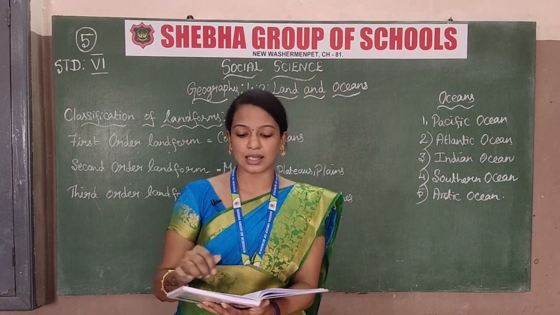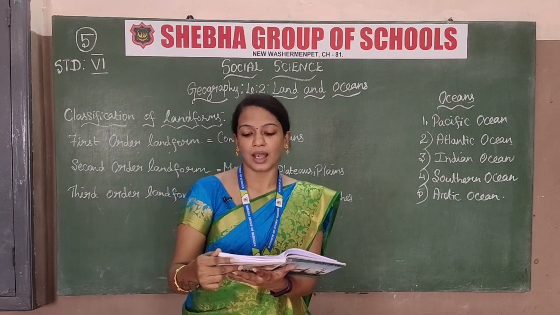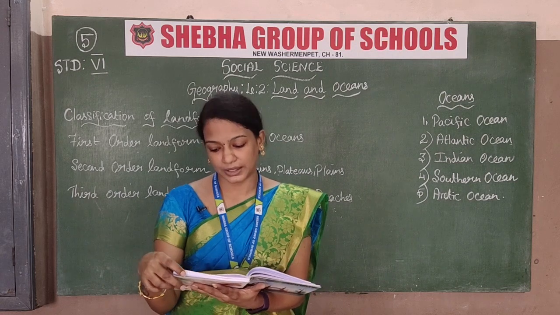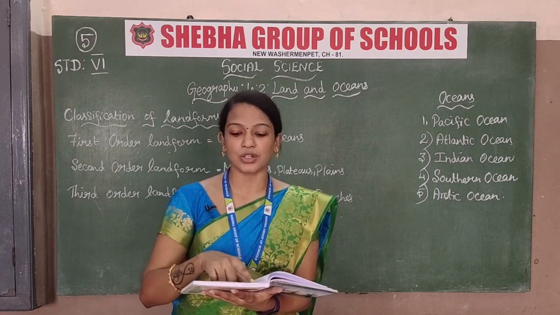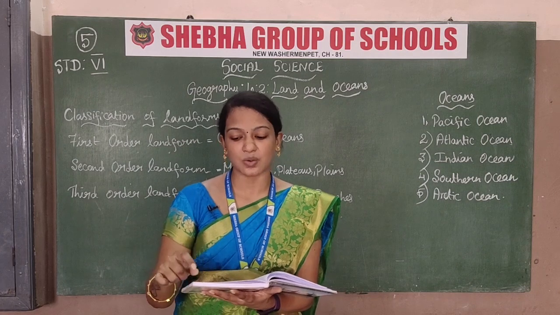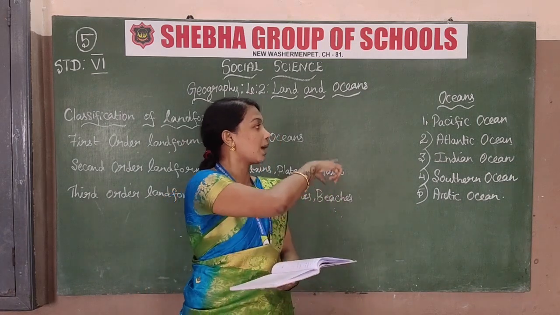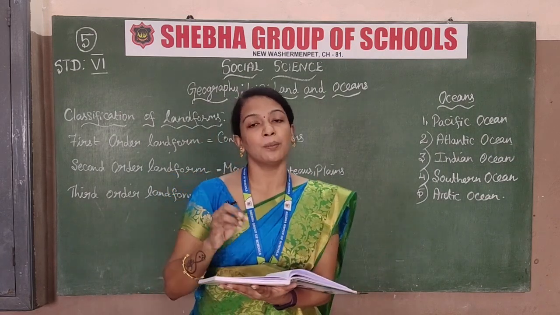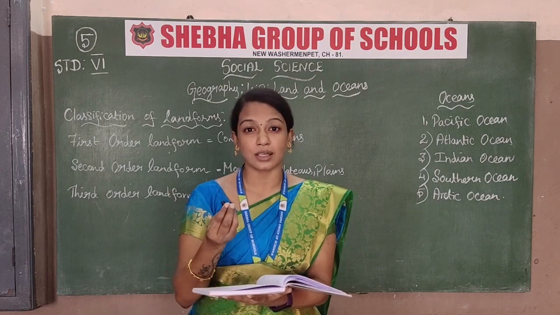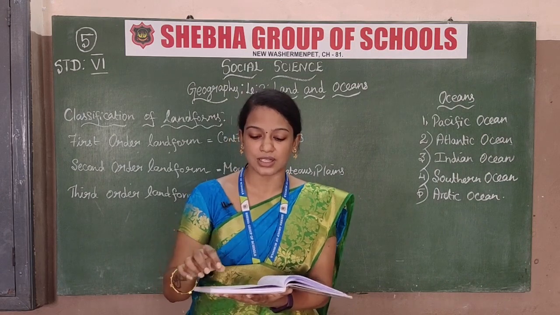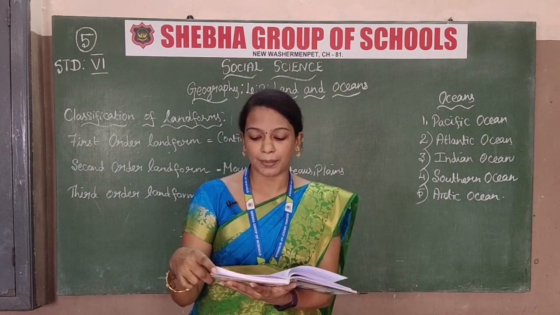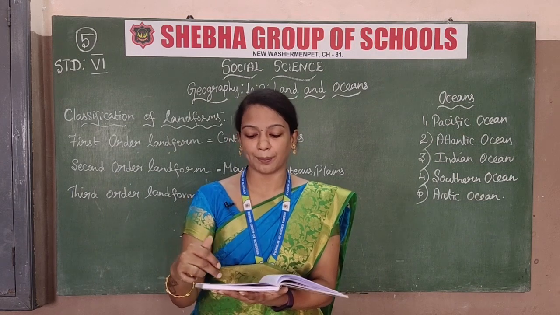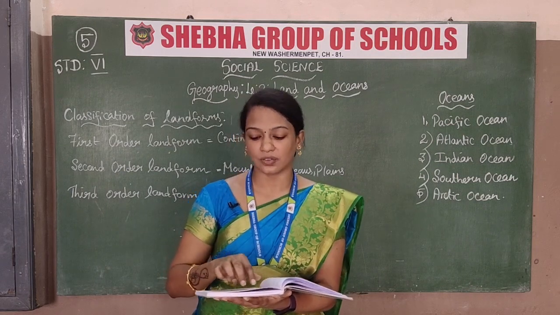Next to the Southern Ocean is the Arctic Ocean. The Arctic Ocean covers 15.56 million square kilometers. It is the smallest ocean compared to the other oceans. It is frozen for most of the year. The Greenland Sea and the Barents Sea are the marginal seas of this ocean.